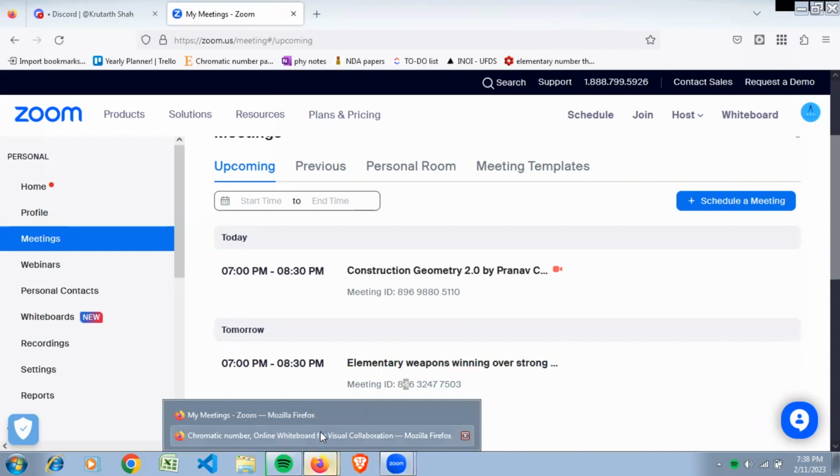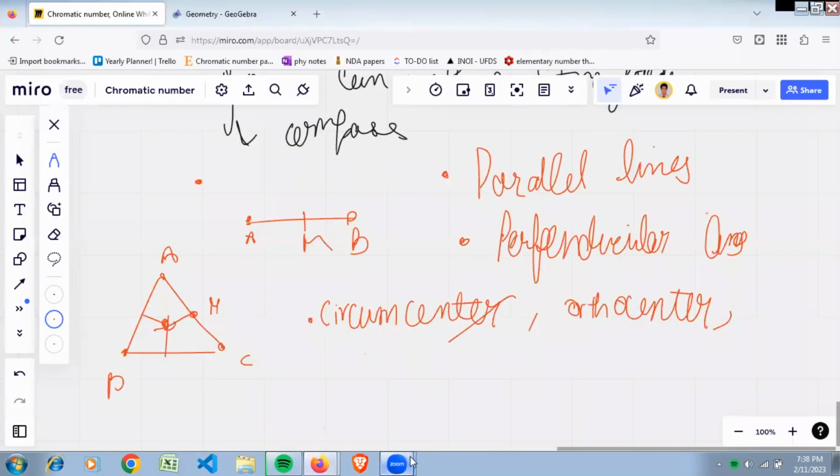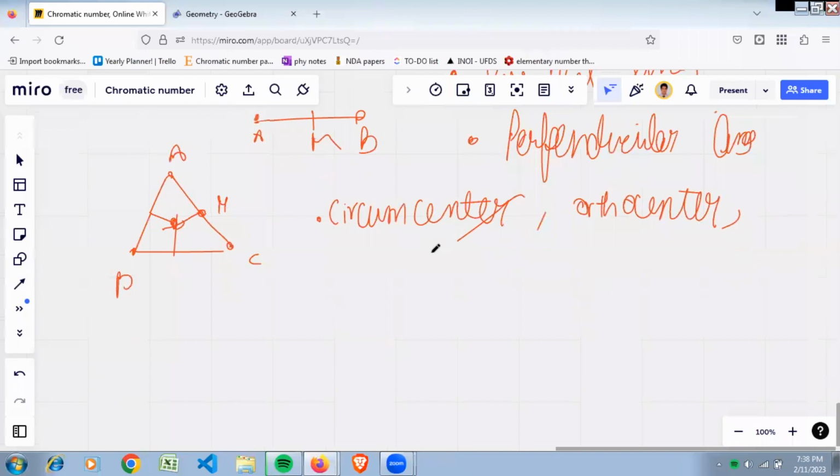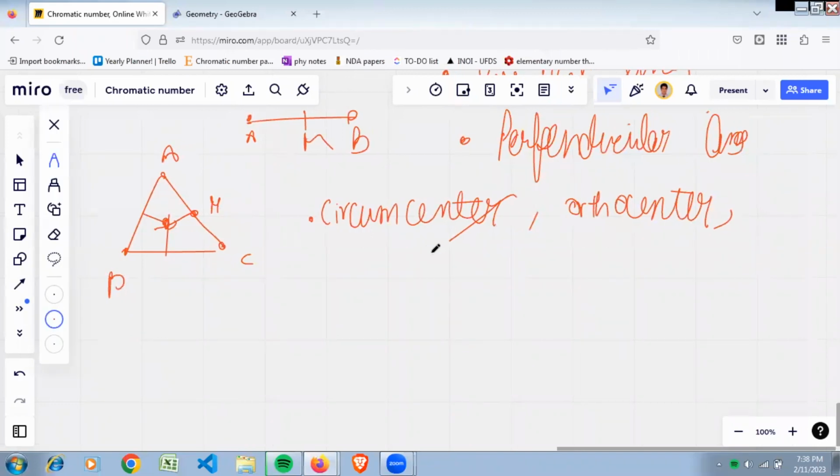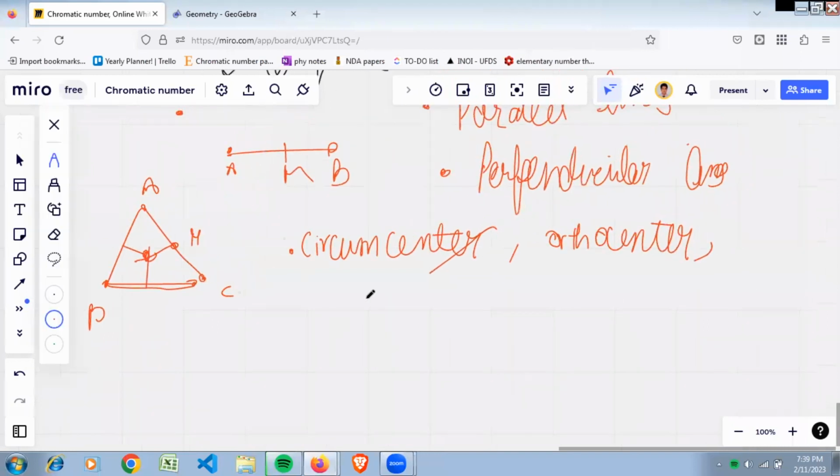Did I just switch tabs? Wait. Which screen are you seeing right now? Now, Miro. Yeah, okay. Perpendicular bisectors. Yeah, we are drawing perpendicular bisectors, right? We can do midpoint and then perpendicular bisector. And we can also do the centroid.